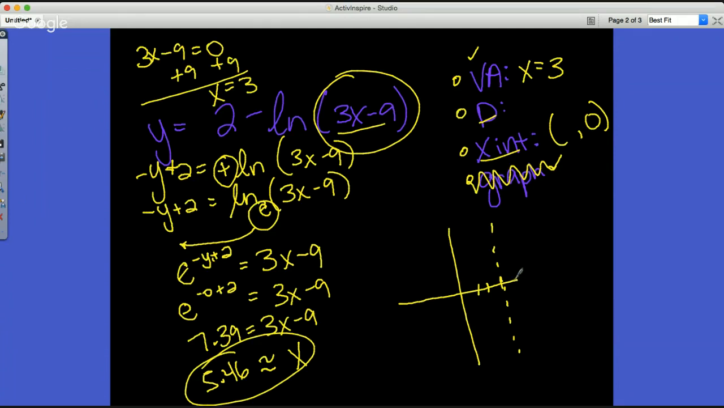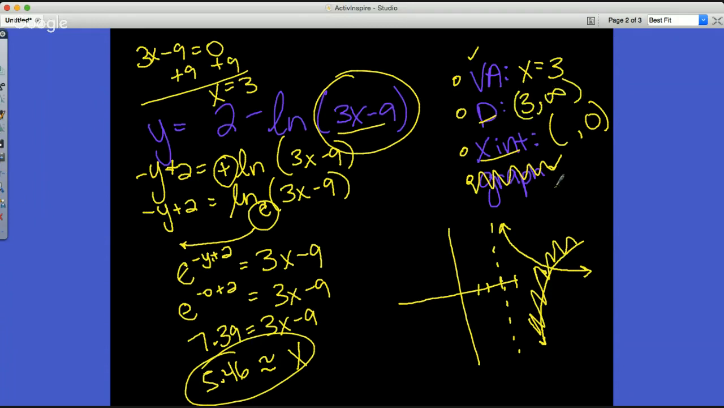That means it's got to be on this side somewhere, right? So that means this graph is going to do something. Oh, I'm sorry, not that way. I apologize. It's going to do something like this because of the negative, right? Because that negative y flips over the x-axis. So because it's going to look something like this, my domain, regardless, will end up being 3 to infinity.